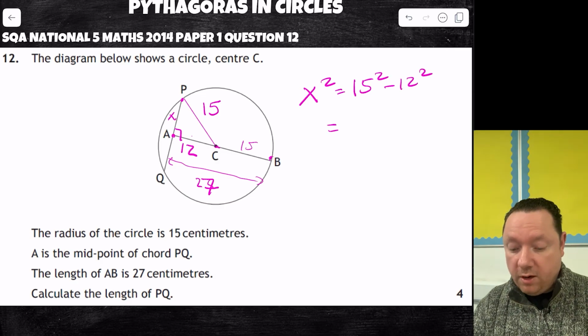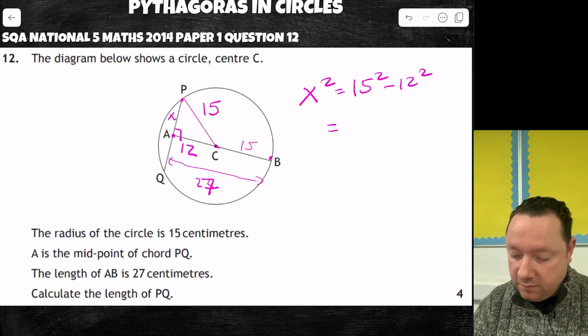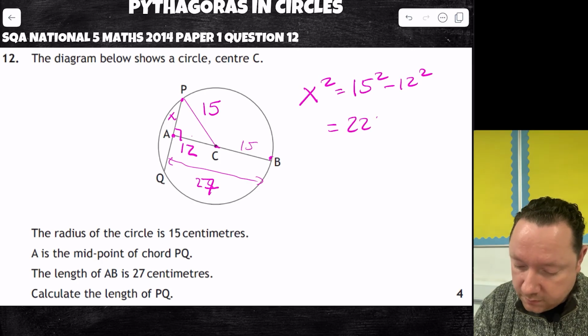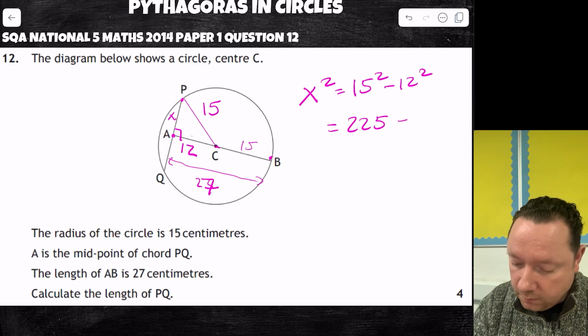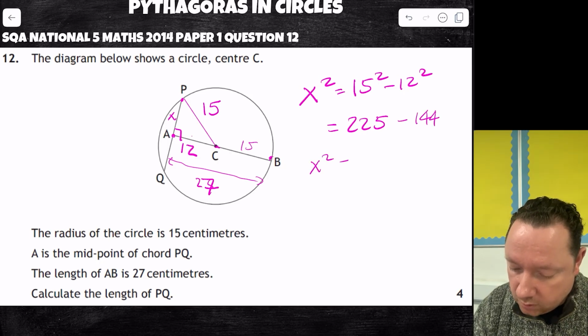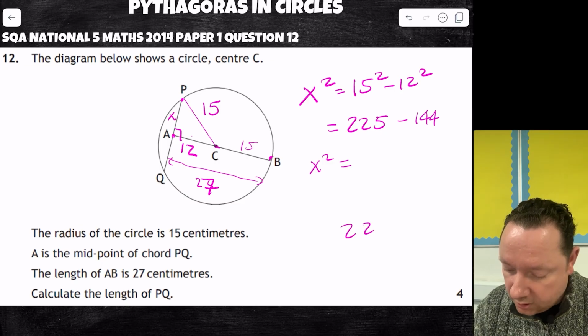Doing a bit of work without a calculator, 15 times 15 is 225. You need to work that out yourself. 12 times 12 is 144. So I do the two sums. X squared equals, now if you don't know the answer to that sum, or you can't do it in your head, just take a little time.